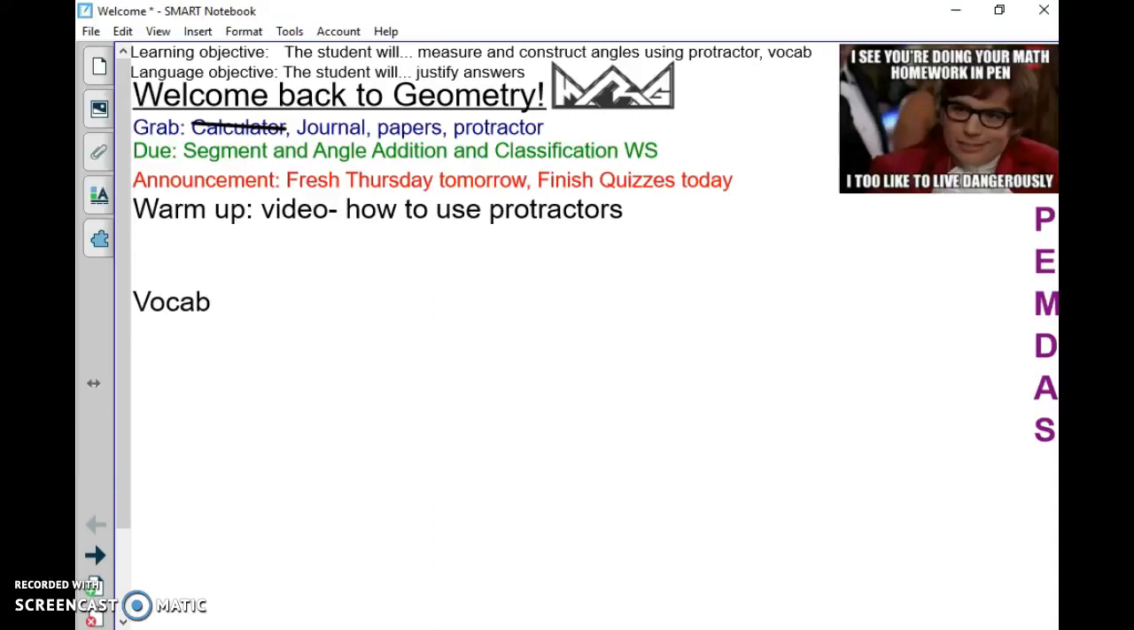So today we did our warm-up on using a protractor, measuring angles, and also creating angles. And now we have some vocab that we need to understand.